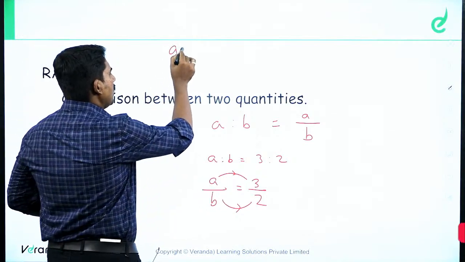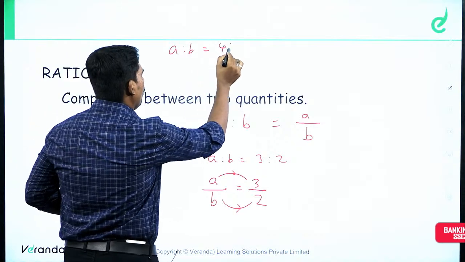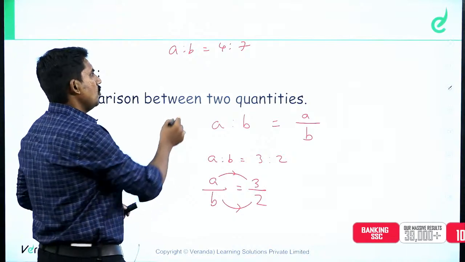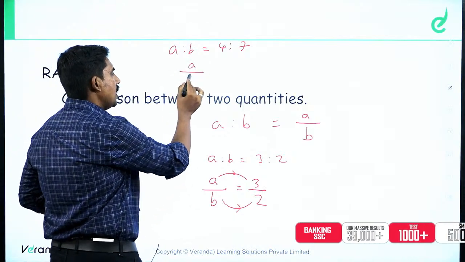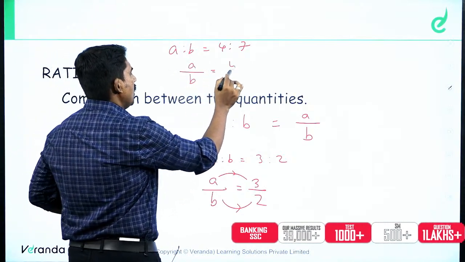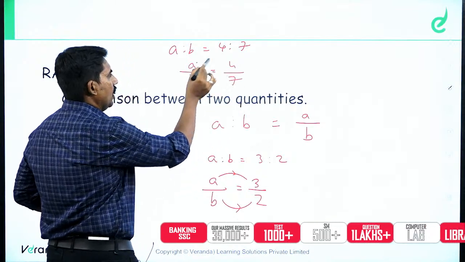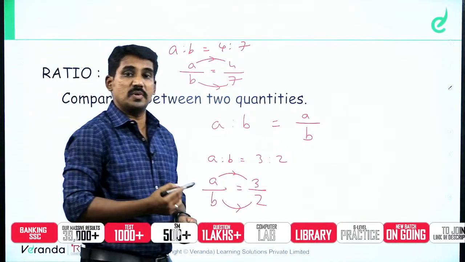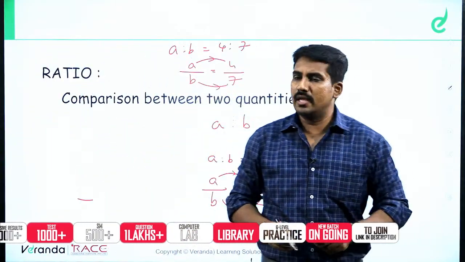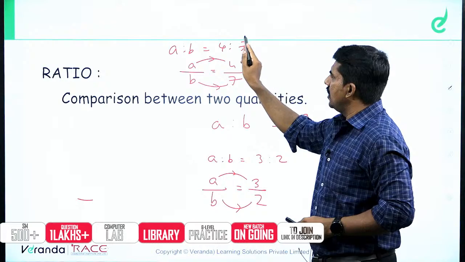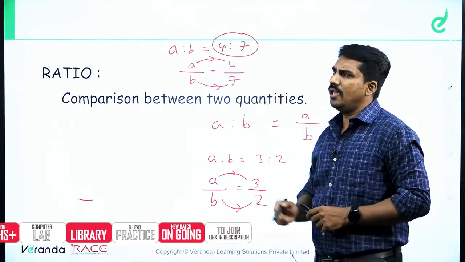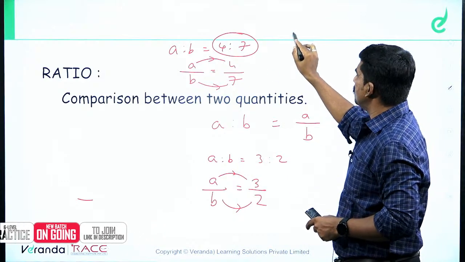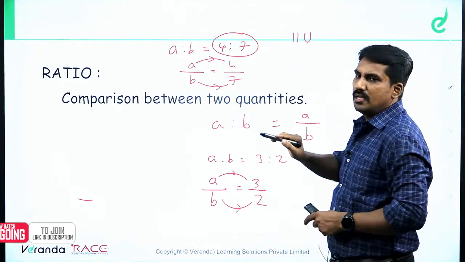Now, A is to B is equal to 4 is to 7. What can we understand from this? A by B is 4 by 7. A is 4 units, B is 7 units. Then, A plus B, in total how many units? A is 4 units, B is 7 units, so A plus B means 11 units.